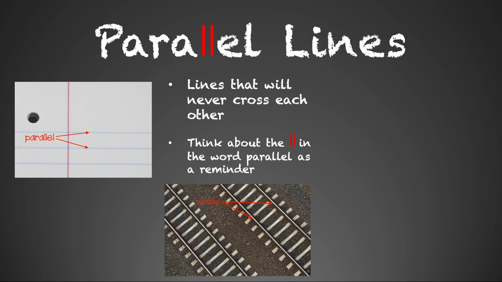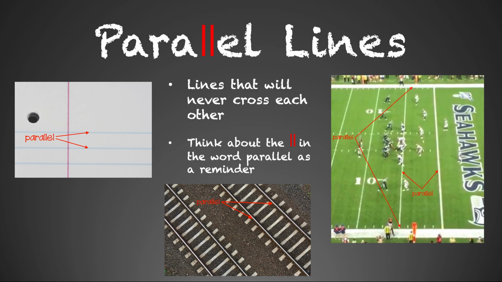Or railroad tracks. Those railroad tracks there will never cross each other. They might cross other tracks, but they will not cross each other. How about a football field? Notice how the yard lines, they are parallel, going up and down. Those lines will never touch each other. Also the side lines, the big white lines, those are going left to right and will never touch each other either.